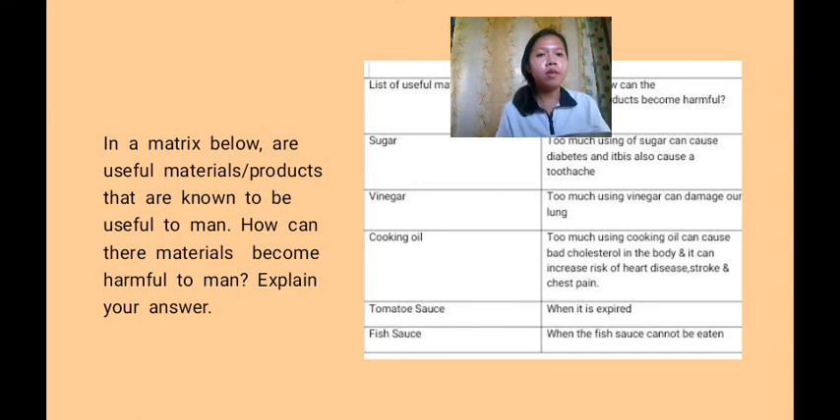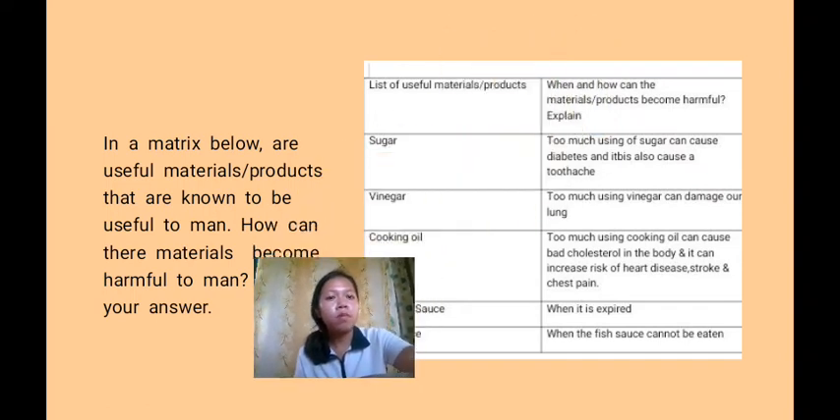That's it. So next is a matrix. Below are useful materials or products that are known to be useful to man. So useful, meaning they can be used by humans, then how can these materials become harmful to man? So explain your answer. So the first one is the sugar.